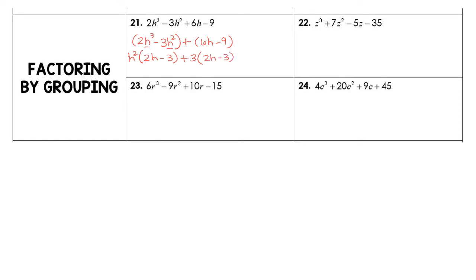How do you know you're on the right track with factor by grouping? The parentheses are the same. This stuff right here is the same. That's how you know you're on the right track. So then I'm going to pull that down to h minus 3. And then the other parentheses is going to be this other stuff right here. So it's going to be h squared plus 3.